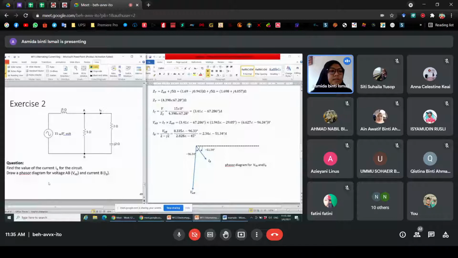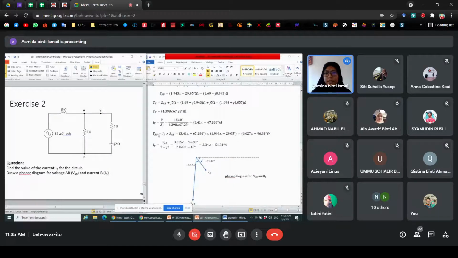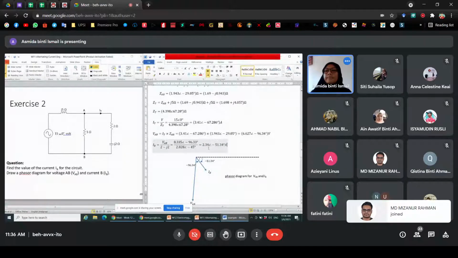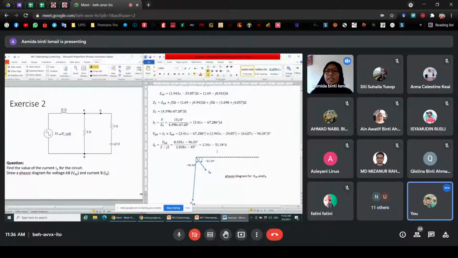The concept is the same. And then draw a phasor diagram for the VAB and IB. So for the phasor diagram for the VAB and IB, you need to look at the value for the VAB. Since they ask for a phasor diagram, you have to look at this in polar form, the phase form. You refer to this, and then IB you refer to this. So you need to draw this one and this one.